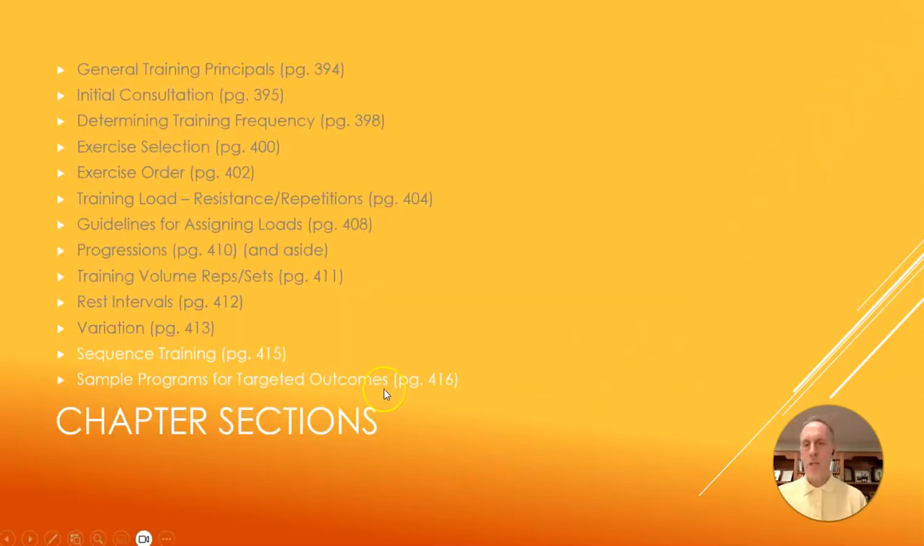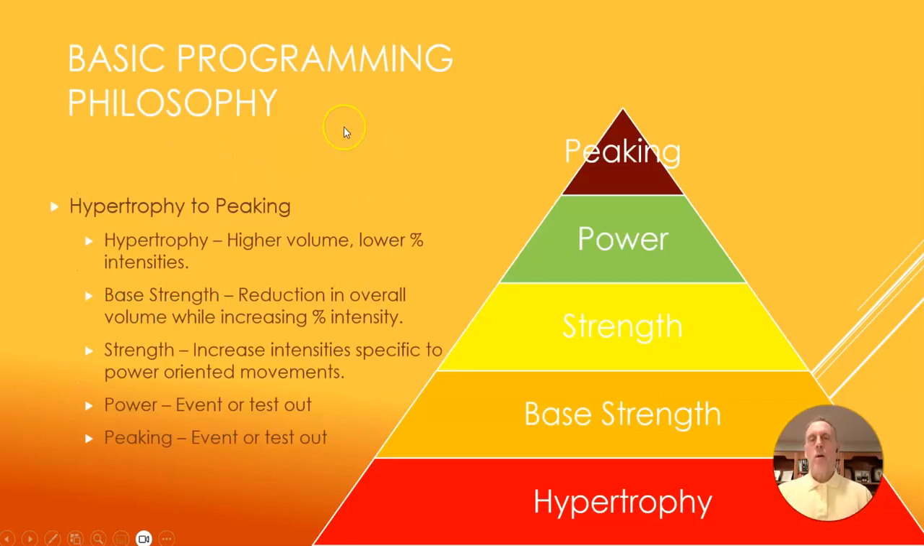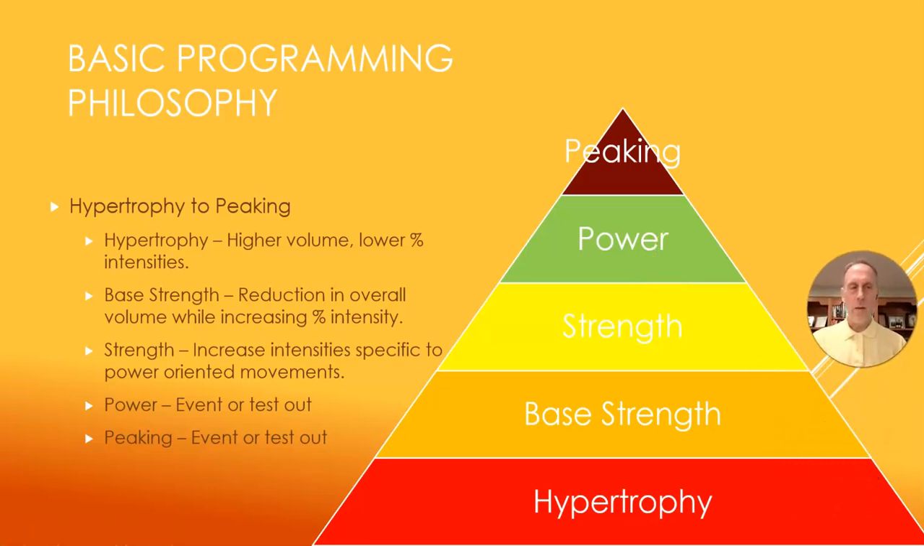Here we are, we're in sequence training, the very last. I'm not going to get too much into sample programs, so this will be the last topic that we're going to hit in this chapter. From a program design perspective, I talked about before hypertrophy being a higher volume, lower overall intensity environment. Base strength is a reduction in overall volume while increasing percent intensity. Strength is increased intensity specific to power-oriented movements and to movement patterns that are very familiar to the athlete in terms of their core exercises.